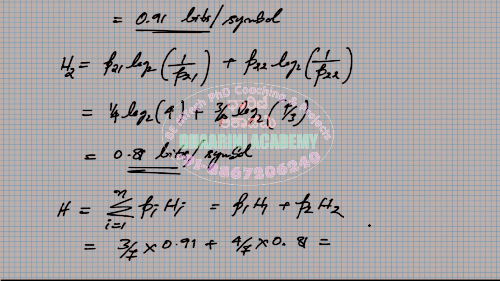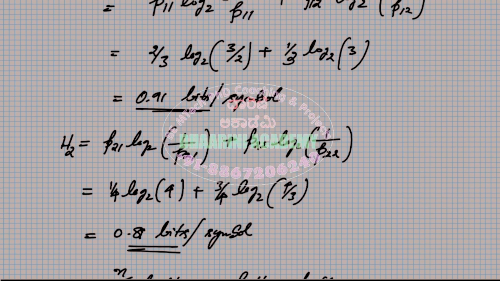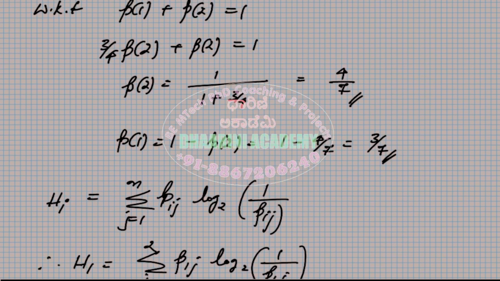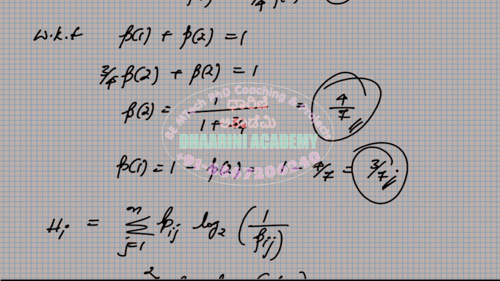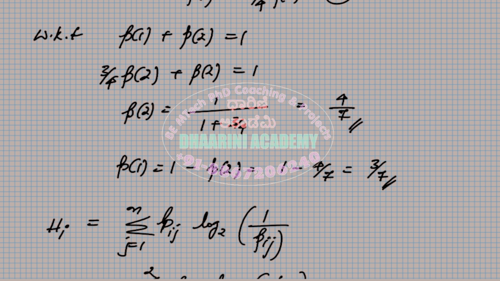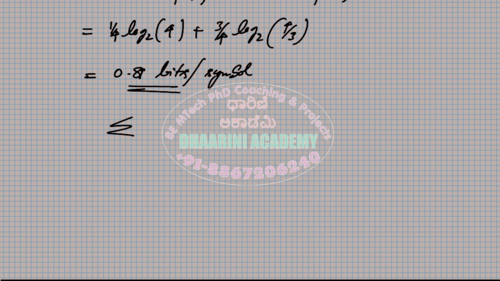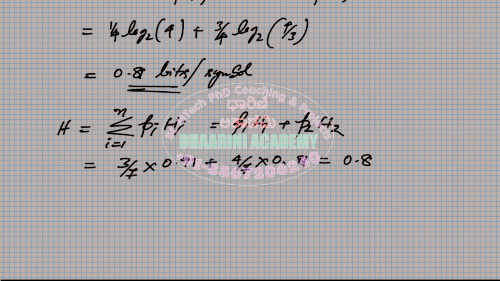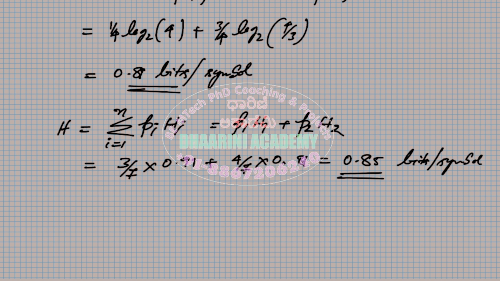Okay, we'll just substitute and calculate. Just see here, the values of probability P1 and P2 we calculated. You can see here, P1, P2, both values we have calculated and we are substituting that. Okay, so that gives you 0.85. Again, this is bits per message symbol. All right, so first part is done. So the entropy of the total message source has been calculated using this technique.